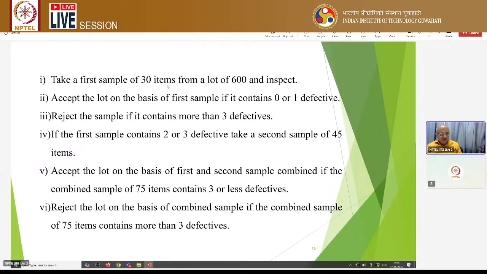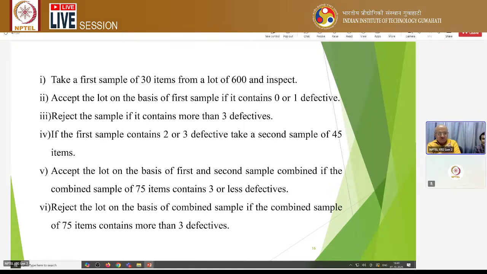So suppose you take a first sample of 30 items from a lot of 600 and inspect it. Then you accept the lot on the basis of the first sample if it contains 0 or 1 defective. No problem, you take it, because out of the 30 items you took as a sample, you found a maximum of 1 defective, or no defective. But suppose that by chance the defectives are more: reject the lot if it contains more than 3 defectives. If the first sample itself contains 4 defectives, then naturally it should be rejected. But if it has 2 defectives, then you can take a risk.